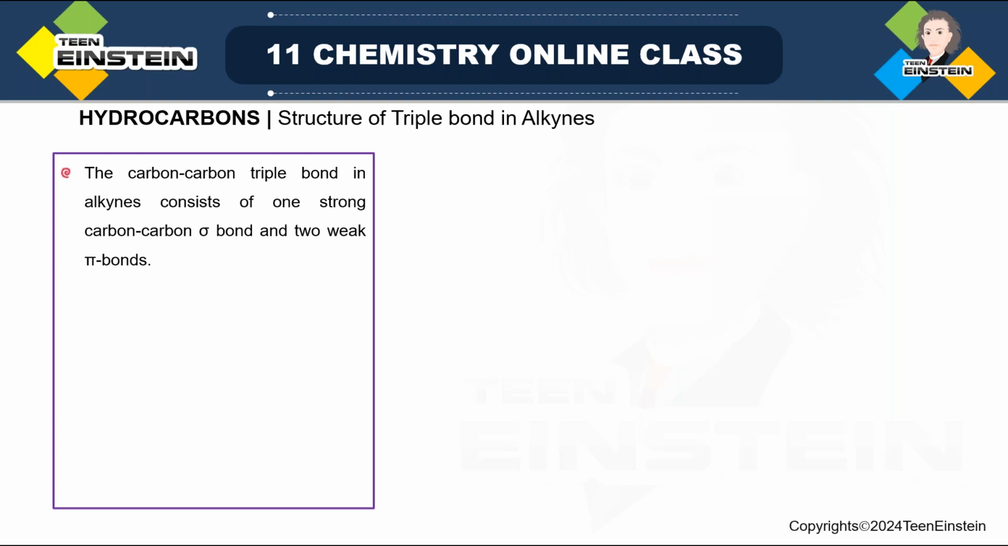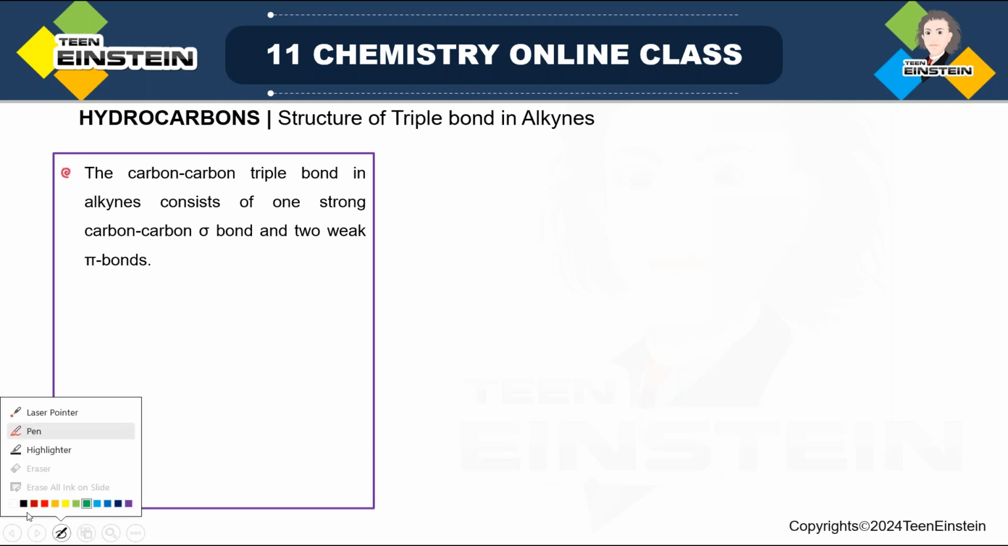Next is the structure of the triple bond in alkyne. Remember, in the case of alkenes also we have a separate heading, that is structure of the double bond. But now we will discuss the structure of the triple bond in alkyne, the carbon-carbon triple bond. As we know, before pi bond formation there is always a sigma bond. So one sigma bond, and the rest of the two bonds out of three are actually pi bonds.